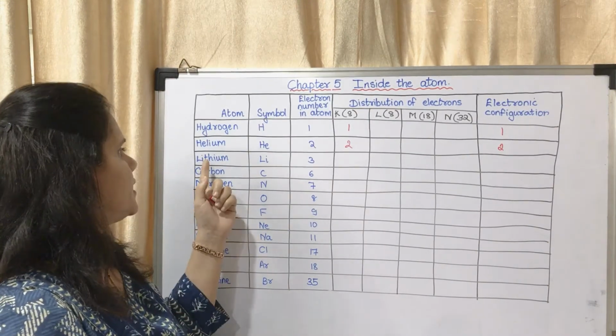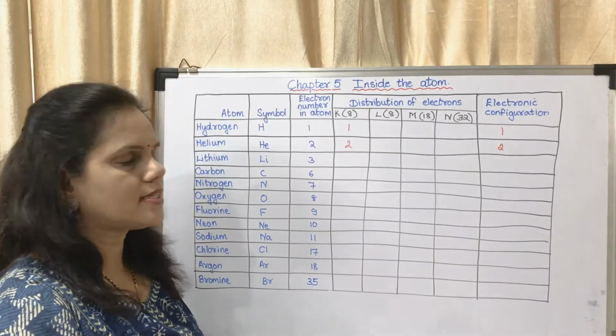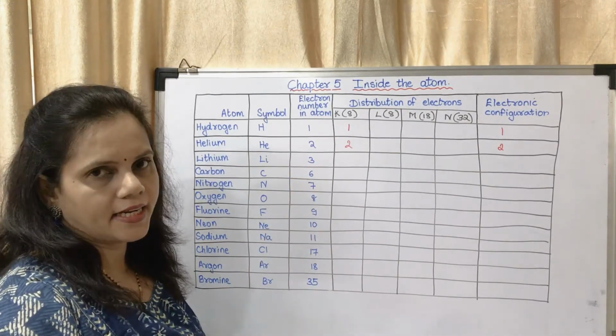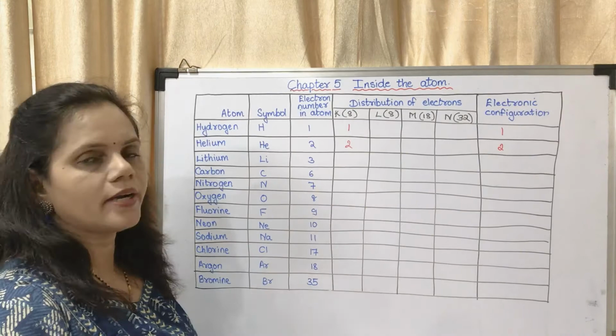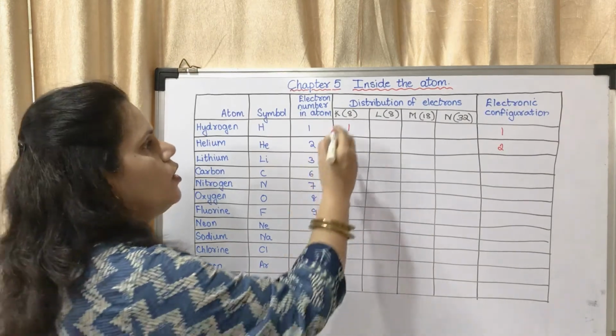Next is lithium. How many electrons does it have? It is having 3 electrons. So will 3 get accommodated in the K shell? No. Why?